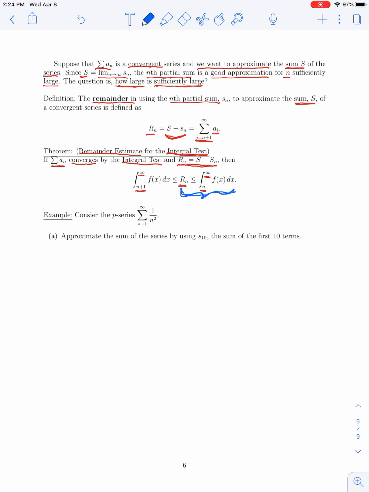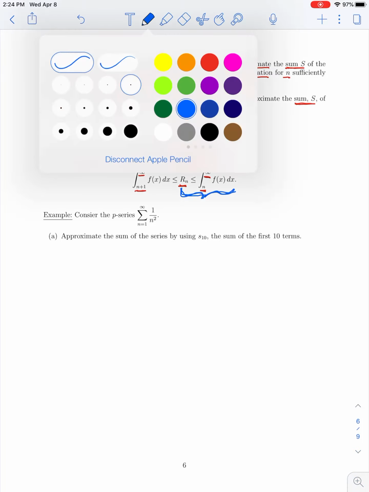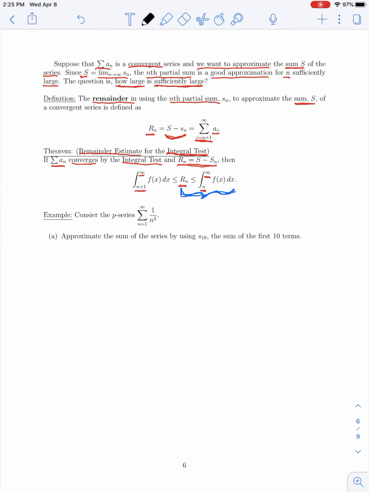So in this next example, we are asked to consider the p-series, the sum from 1 to infinity of 1 over n squared. And let's first ask ourselves if that series converges. In this case, the value of p is 2, this power here, which is greater than 1. So we know that this series converges by the p-series test, since the power p in this example is equal to 2, which is greater than 1.